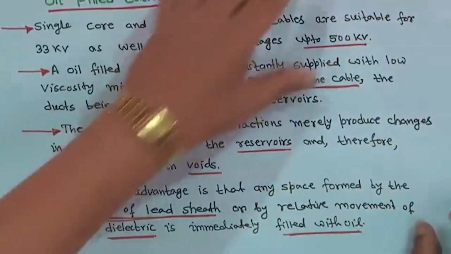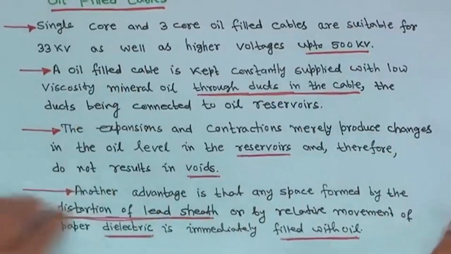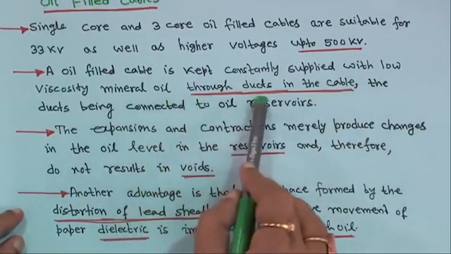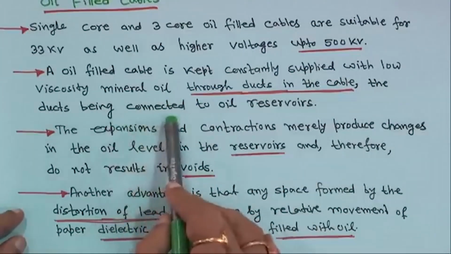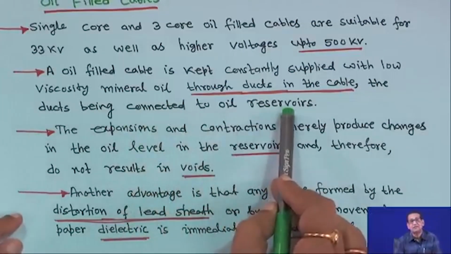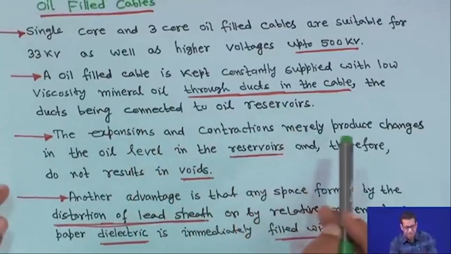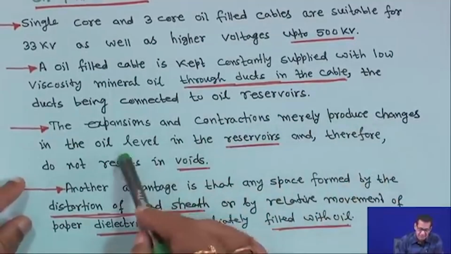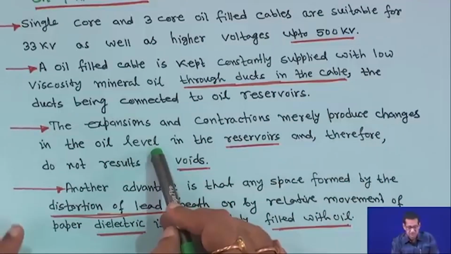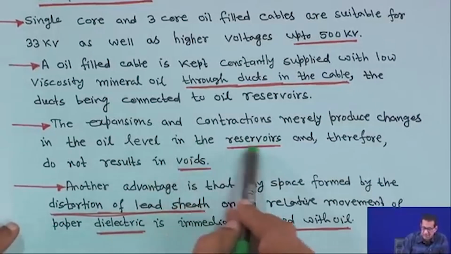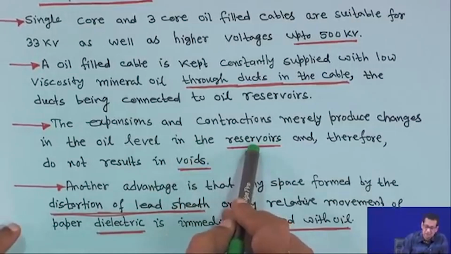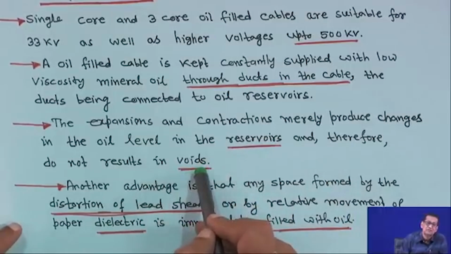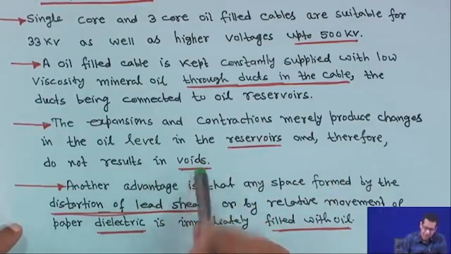That means you have to have a reservoir for oil. The cable is constantly supplied with low viscosity mineral oil through ducts in the cable, the ducts being connected to an oil reservoir; there must be an oil reservoir also. The expansion and contraction merely produce changes in the oil level in the reservoir, and therefore do not result in voids. So there will be no void formation.